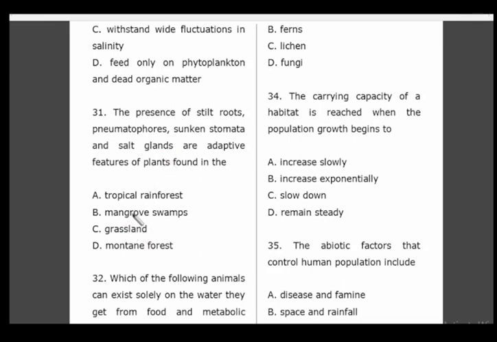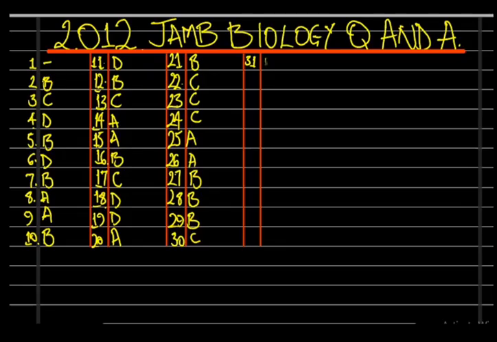The only one that has salt concentration, or probably an estuarine, is the mangrove swamp, and that is where our answer to that question lies. That is option B. Option B is the answer to our 31st question.